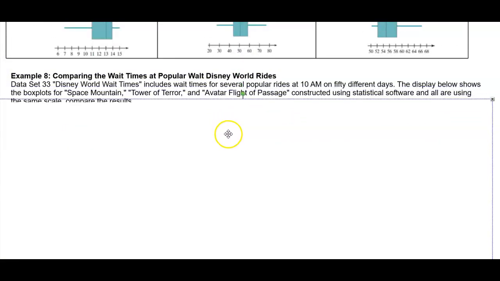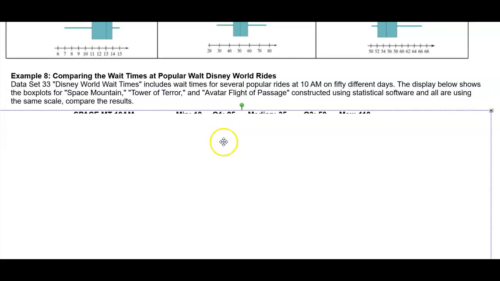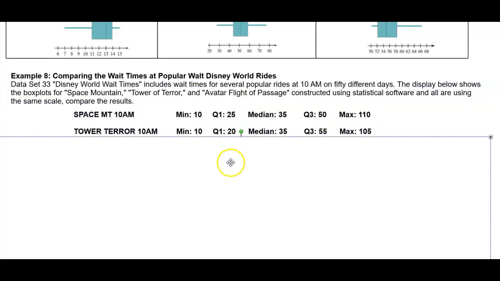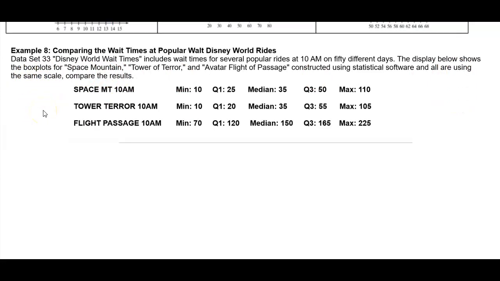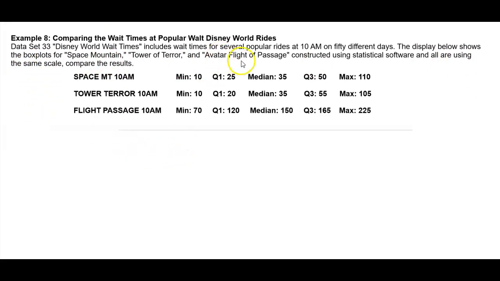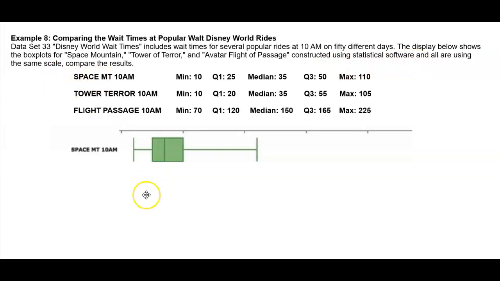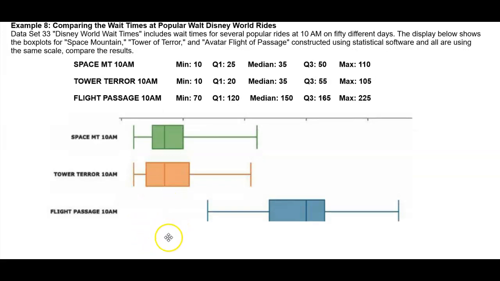Okay, now example 8. We're going to compare the wait times at a popular Disney World ride. Data set 3, Disney World wait times, includes wait times for several popular rides at 10 a.m. on 50 different days. The display below shows the box plots for Space Mountain, Tower of Terror, and Avatar Flight of Passage, constructed using statistical software, and all are using the same scale, and then we're going to compare the results. Okay, so here are the box plots.